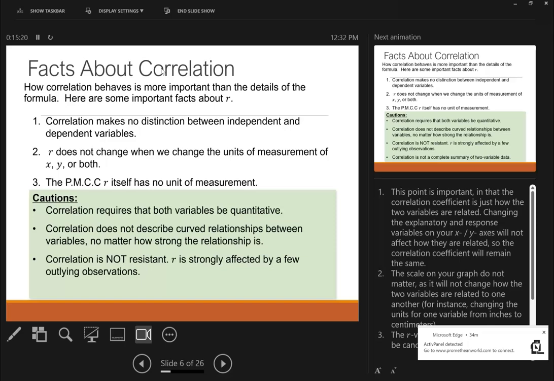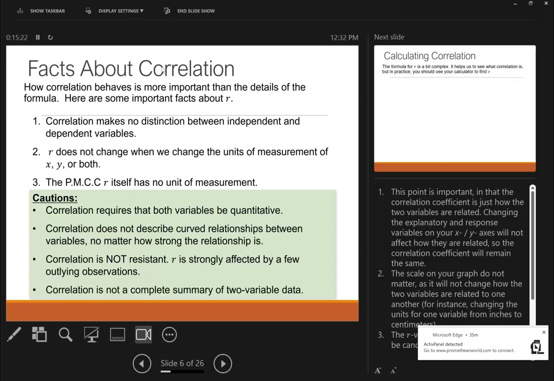And we'll look at an example here in a moment of that. And lastly, correlation is not a complete summary of that two-variable data. All it's doing is describing the linear relationship between the data. There's a lot more possibly going on.